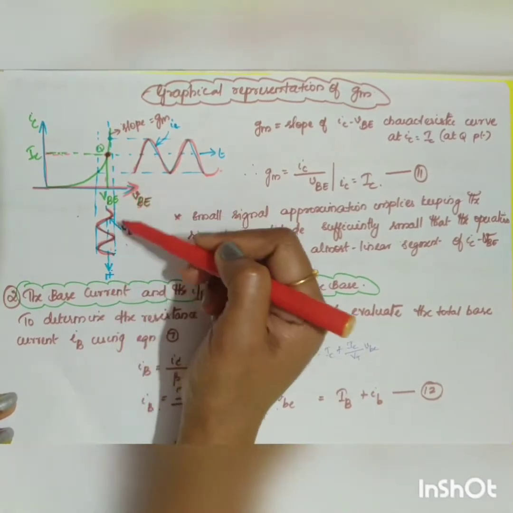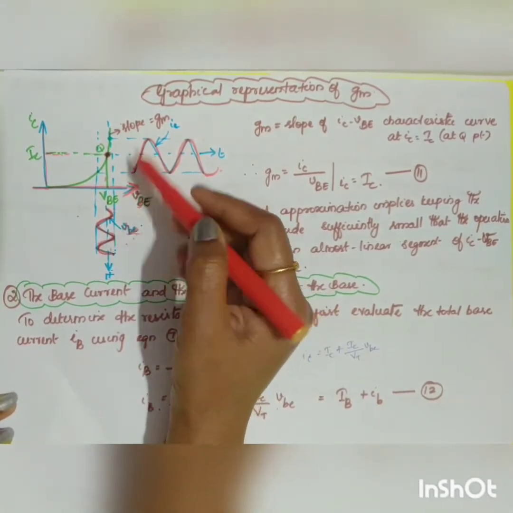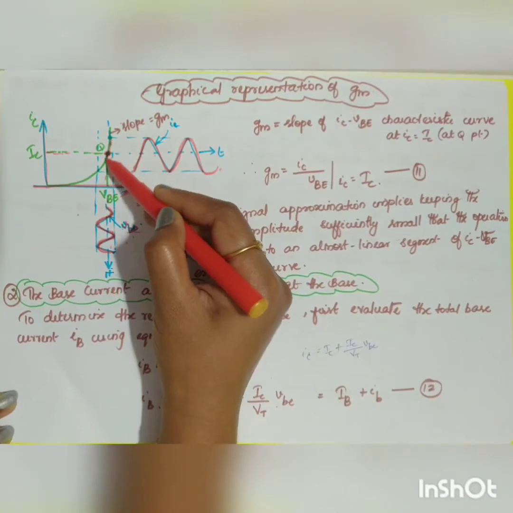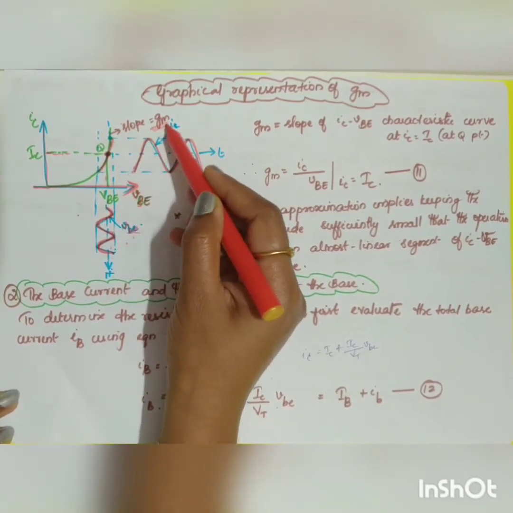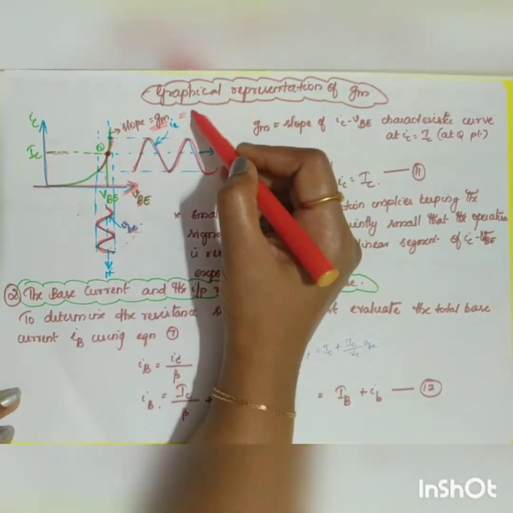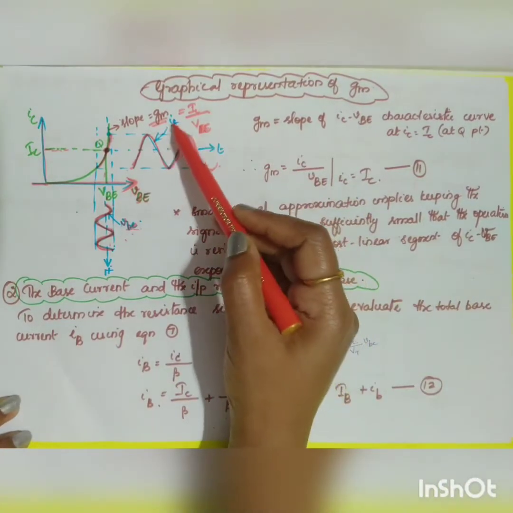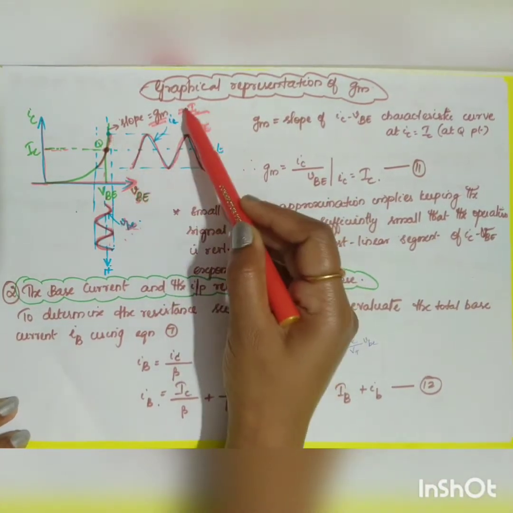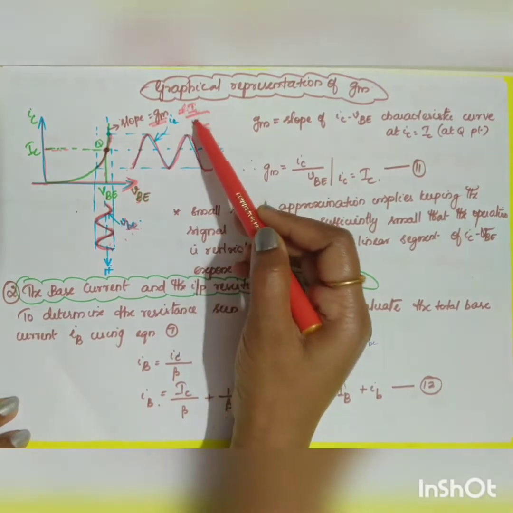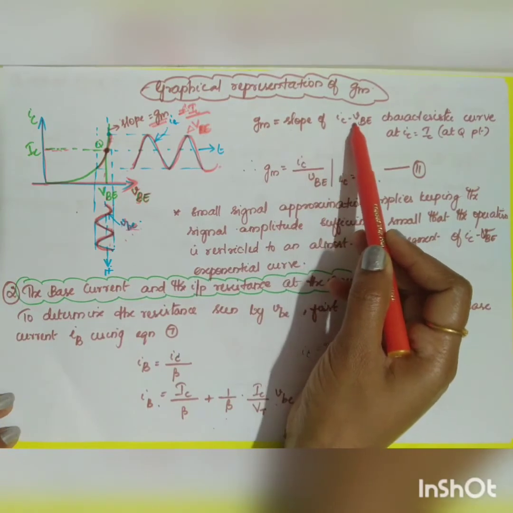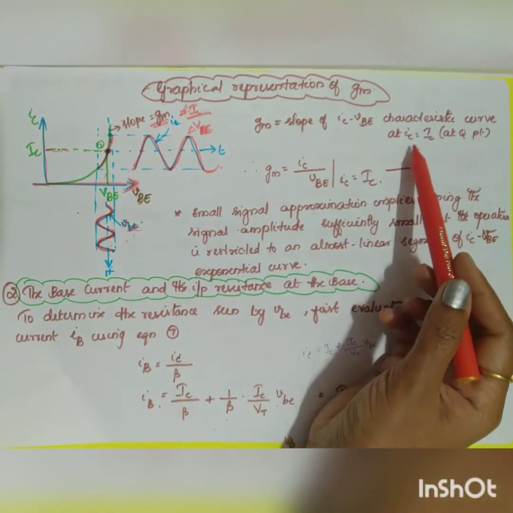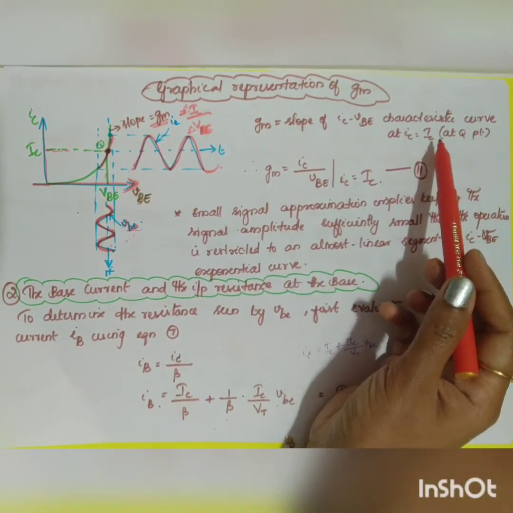So now if your VBE is very small, what will happen? It operates in the linear region. So this slope will give you the value of gm. So what will this gm be? gm will be equal to the slope, right? Rate of change, del IC divided by del VBE. So gm is equal to the slope of the IC-VBE characteristic curve at IC equal to capital IC, right?